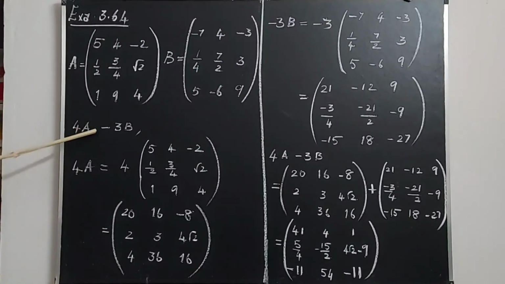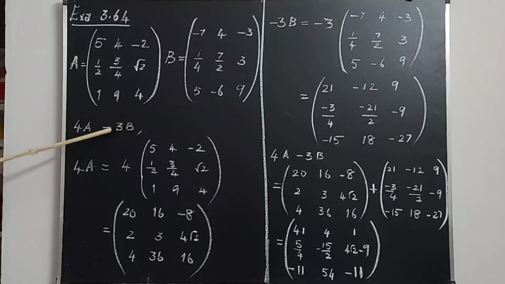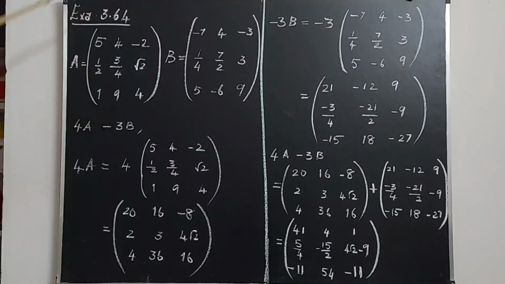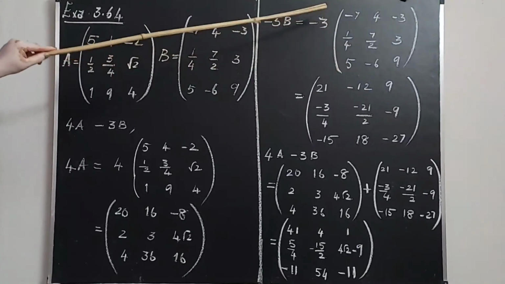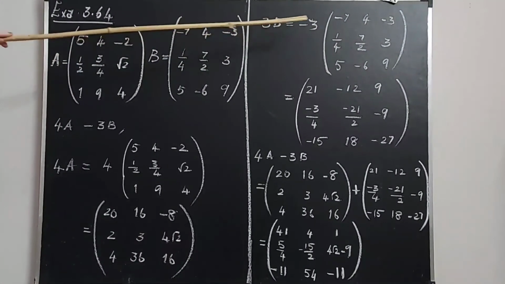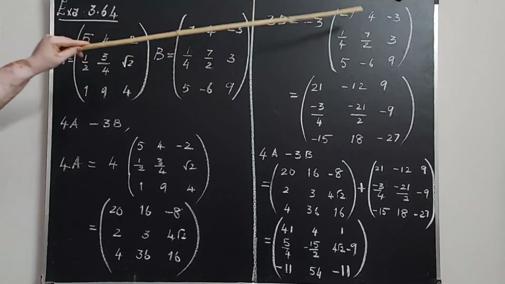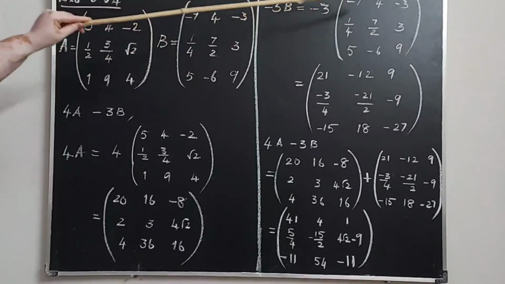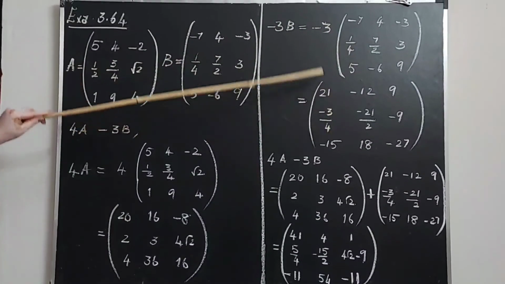Like the same, next value minus 3B. So I am going to calculate minus 3B, not 3B, okay? Minus 3B is equal to minus 3 into B. Multiply all the elements of B by minus 3. Minus 3 into minus 7, 21. Minus 3 into 4, minus 12. Minus 3 into minus 3, plus 9. Minus 3 into 1 by 4, minus 3 by 4.